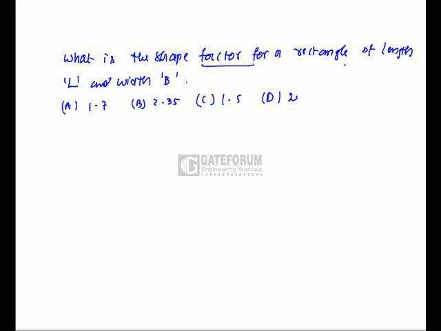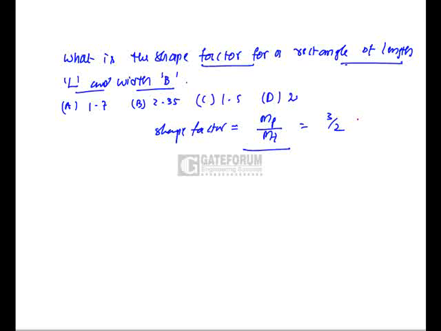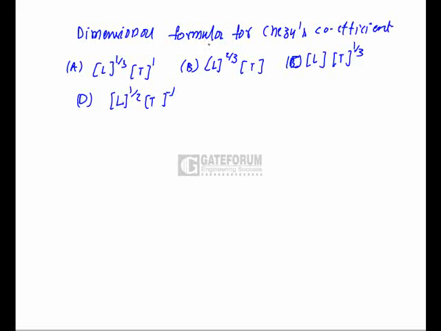What is the shape factor for a rectangle of length L and width B? The shape factor for a rectangular beam is going to be 1.5, because shape factor is equal to plastic bending moment by actual bending moment about the center of the axis. So it is going to be 3 by 2, so 1.5. Option C is correct.